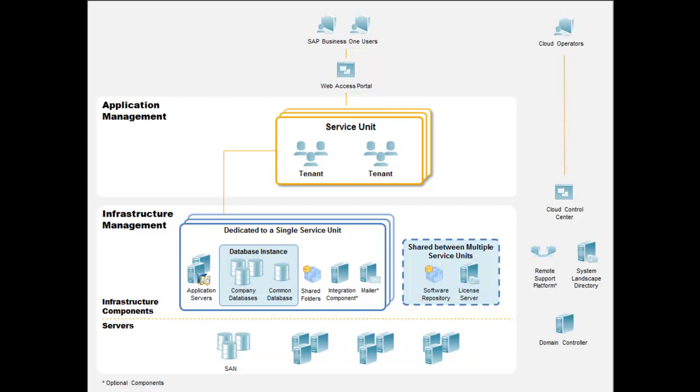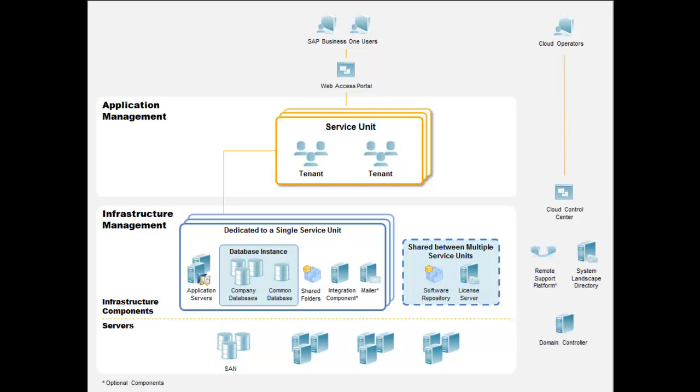So there are, if you like, four fundamental layers in this process. We have our application management layer. We have our infrastructure management layer, which is then broken down into our infrastructure components and, of course, our servers that sit underneath that. Then we also have a layer which provides the cloud operator, the hosting partner, let's call them that for the sake of the exercise, with all the tools that they need to manage all of this.